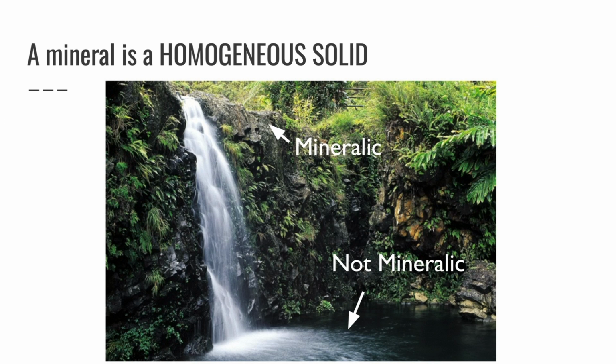A mineral is also a homogeneous solid. So the rocks that make up a cliff would be made of minerals, but the water that is in this pool beneath this waterfall is not a homogeneous solid, and thus it's not a mineral.